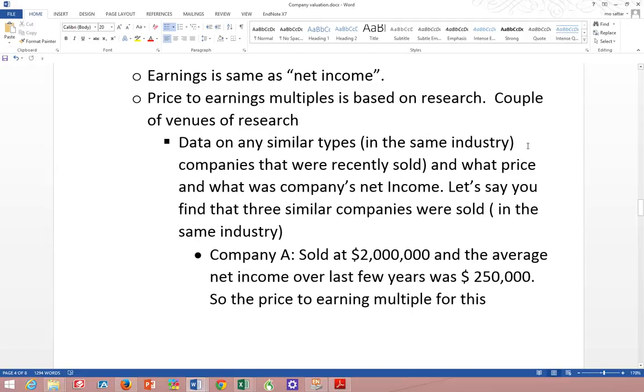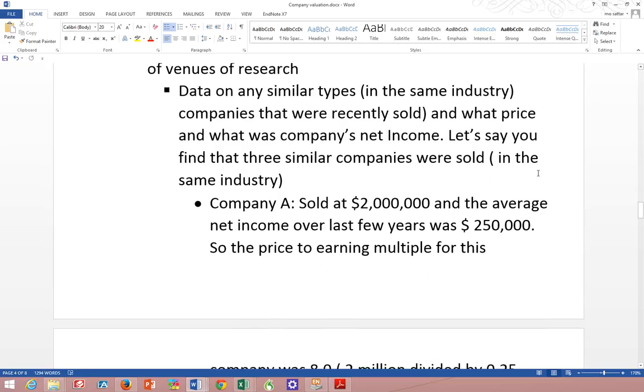If it's computer, it should be in computer. If it's auto company, it should be in auto company. If it is furniture, then it should be in furniture business, and so on. And companies that recently sold, and if by chance the research allows you to find out at what price were those companies sold, and for that company, what was the net income?